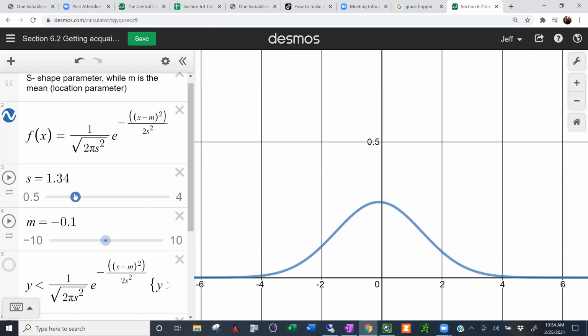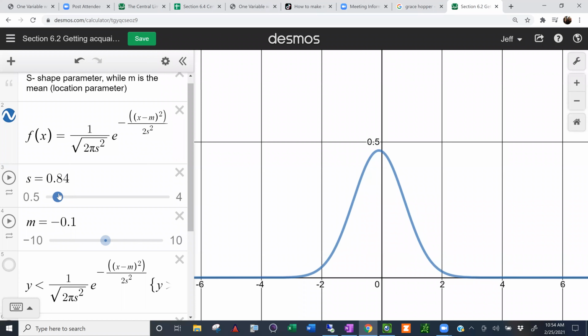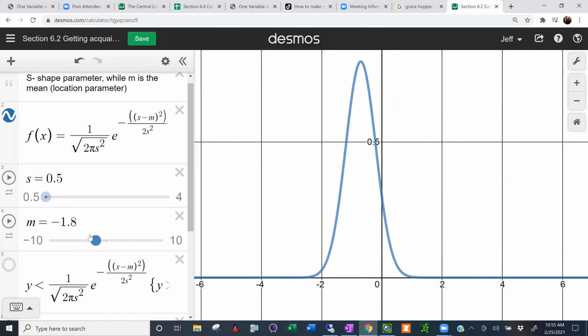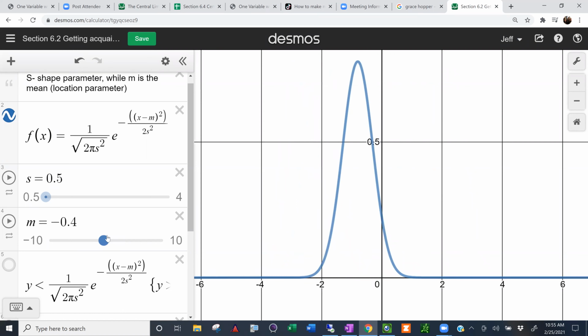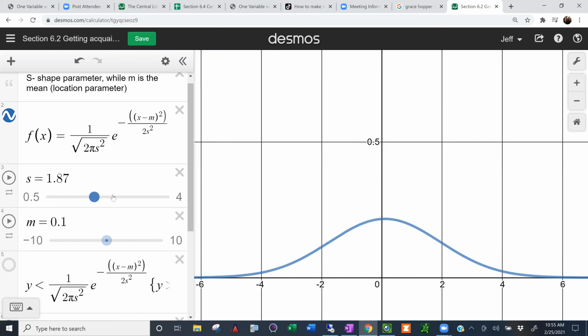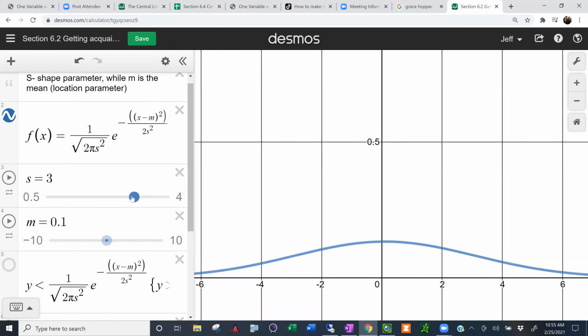It's getting more and more centered around the mean, which in this case I have set to 0. Doesn't matter where you set the mean. Changing this parameter here is just going to change the shape of the curve. Changing the mean, which is denoted by the M in this one, changes where it's centered. But this changes the shape. So if I increase standard deviation, then the data is more spread out.